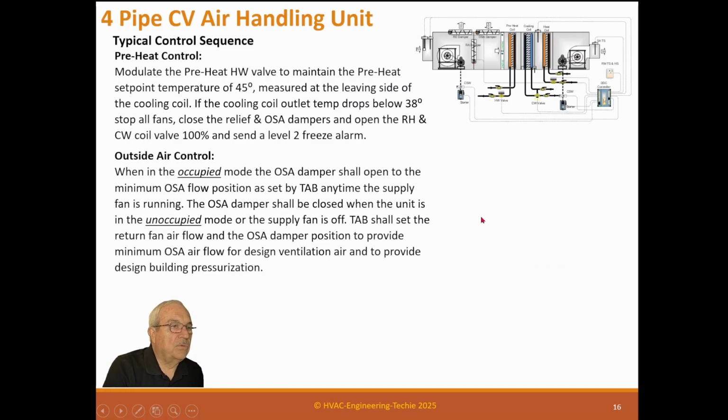Outside air control. When in the occupied mode, the outside air damper shall open to the minimum outside air flow position as set by TAB anytime the supply fan is running. The outside air damper should be closed when the unit is in the unoccupied mode or the supply fan is off. TAB shall set the return air fan flow and the outside air damper position to provide minimum outside air flow for the design ventilation air, and to provide design building pressurization. That's what I've already talked about. So he's going to adjust this so he's got the correct building pressure.